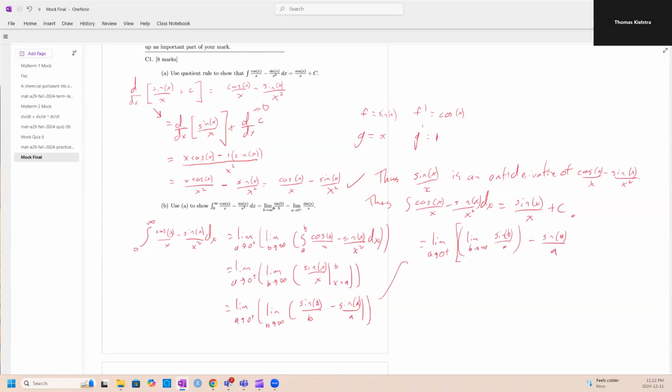Now, because this whole term has no a's in it, I can distribute the limit over, and this limit does nothing to the first term. So this equals the limit as b approaches infinity of sine b over b minus the limit as a approaches 0 from the positive of sine a over a, as we would like.